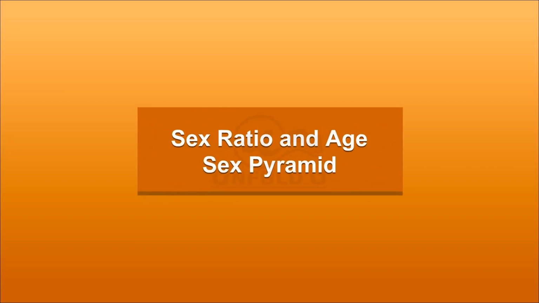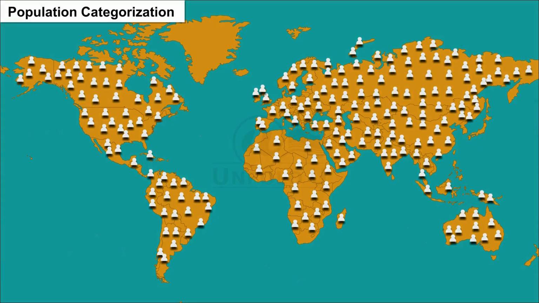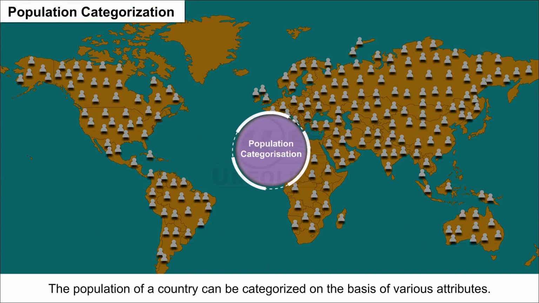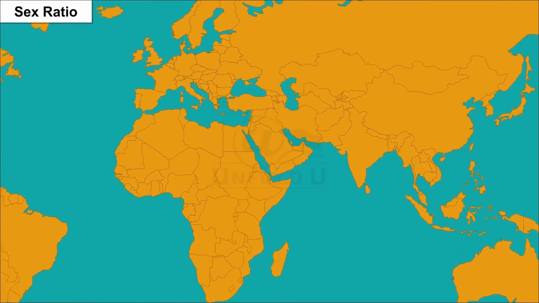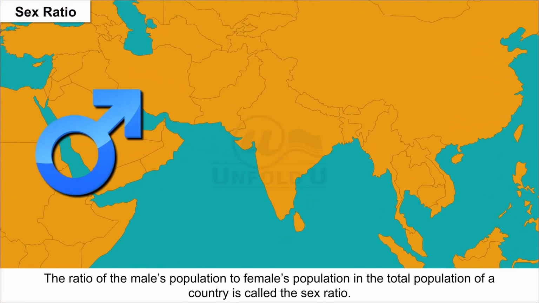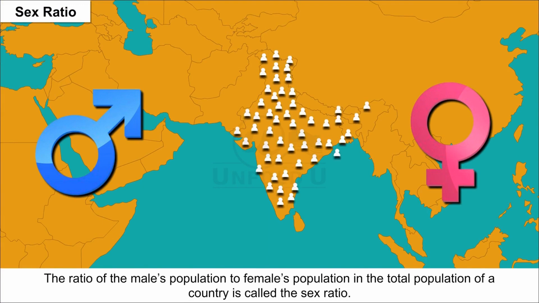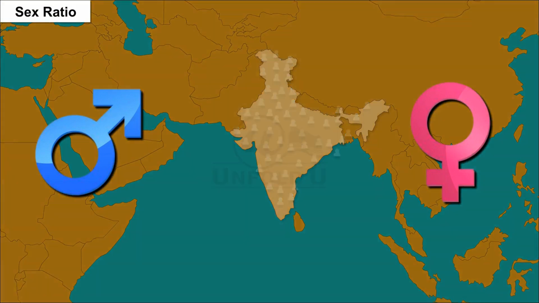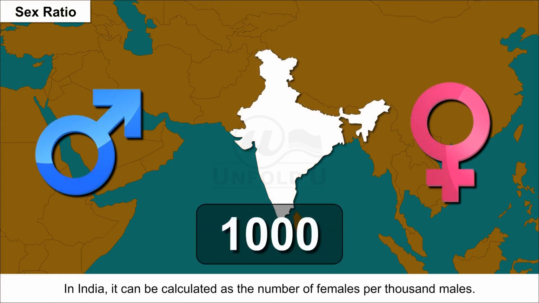Sex ratio and age-sex pyramid. Population categorization. The population of a country can be categorized on the basis of various attributes. Sex ratio. The ratio of the male population to female population in the total population of a country is called the sex ratio. In India, it can be calculated as the number of females per 1,000 males.